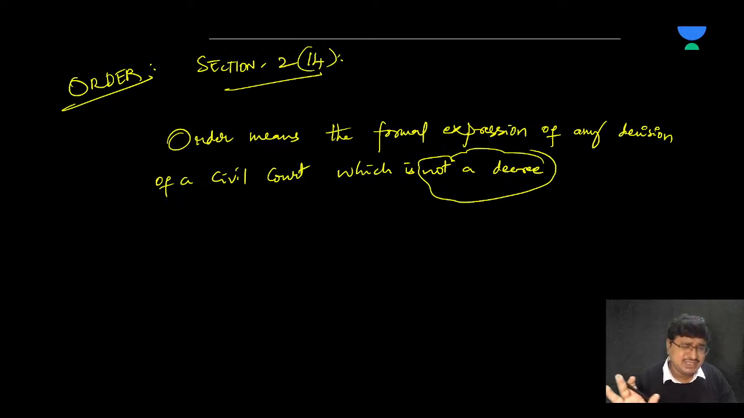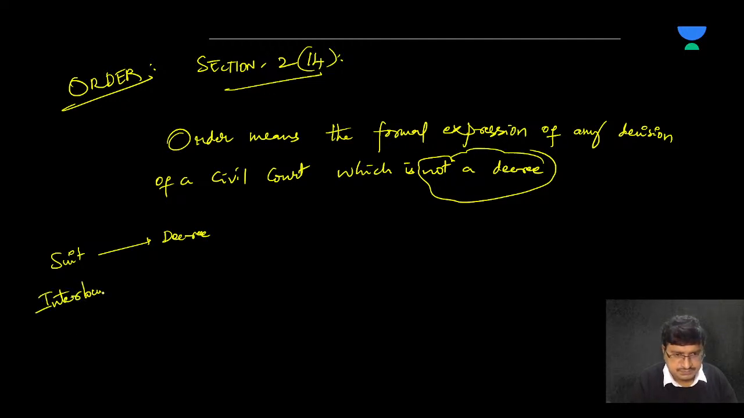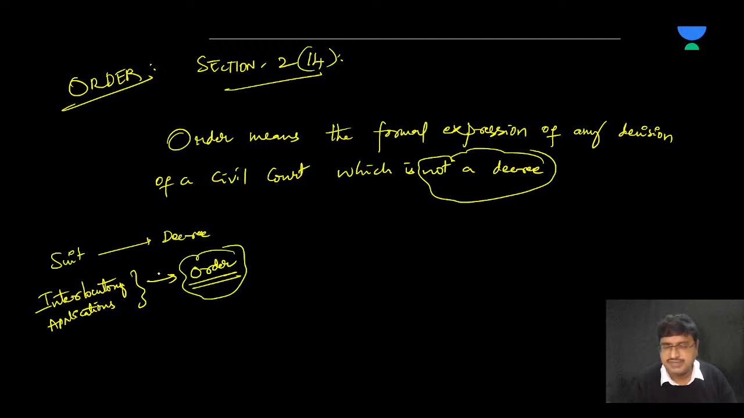Simply, friends, see the difference. In a suit, a decree will be passed. Within a suit, there will be some interlocutory applications filed, and the court will pass an order. Other than a decree, all these are orders, friends. A few orders are appealable, few orders are not appealable.